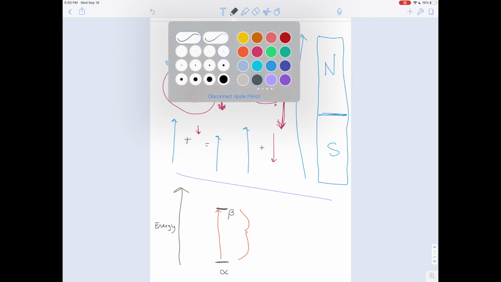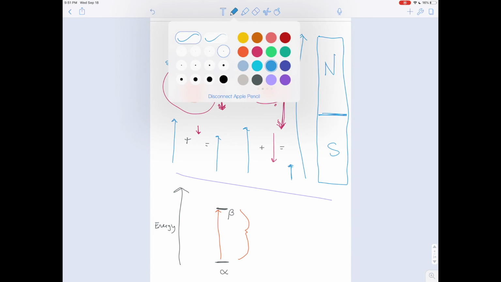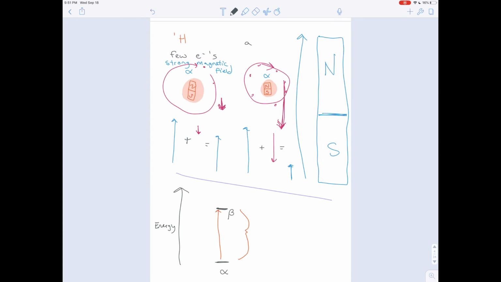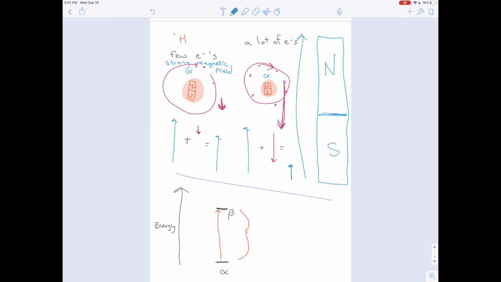When you have a lot of electrons, you add those up, you end up with a magnetic field that's relatively weak. The electrons oppose the external magnetic field so much that it weakens it. So when you have a lot of electrons moving around a nucleus, then the nucleus feels a weak magnetic field.